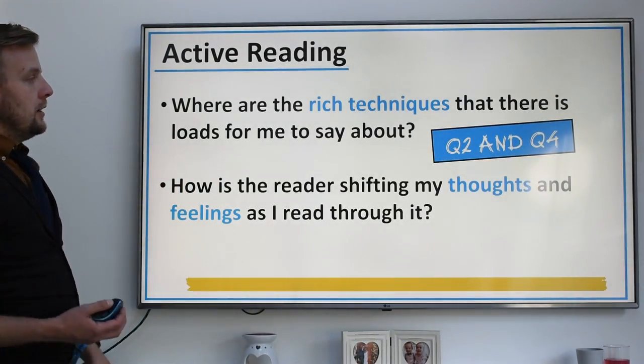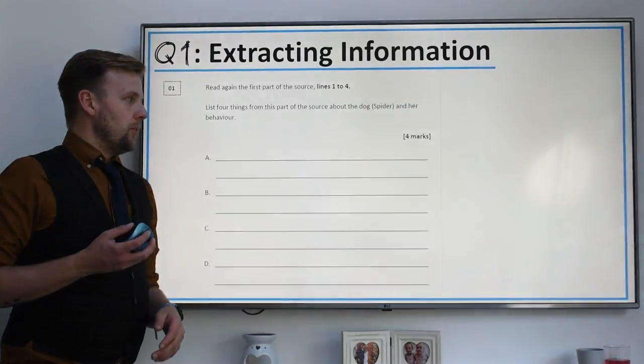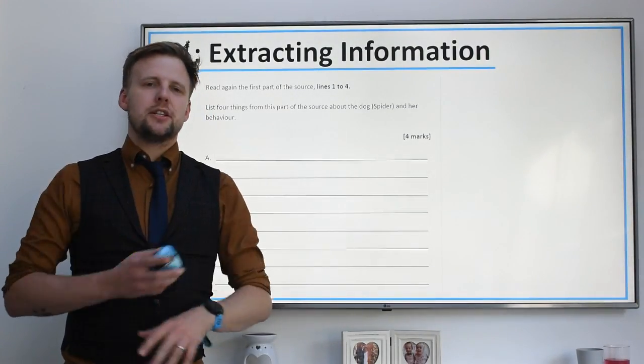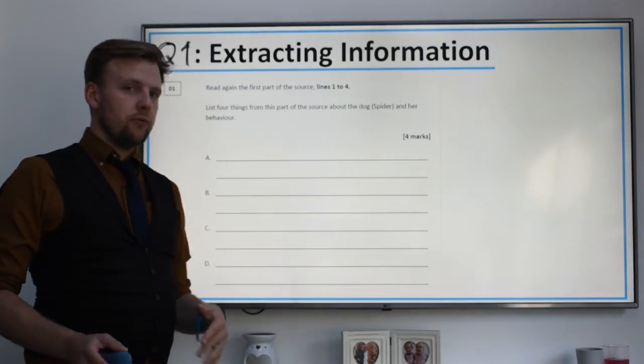Okay? Question 1 is meant to be getting you on the dance floor. It is not meant to catch you out. It is 4 marks and the intention is that everyone in the country starts question 2 on 100%, on 4 marks.